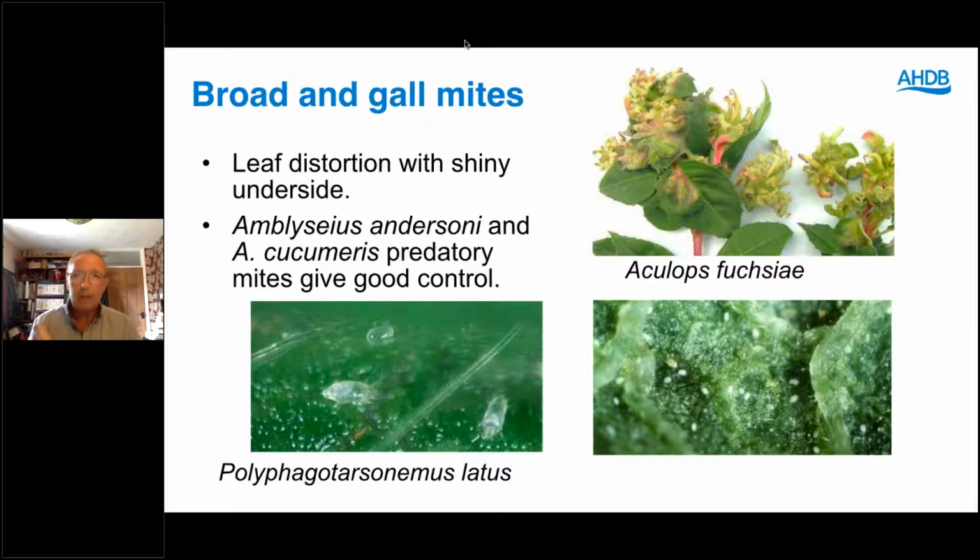The Aculops is the fuchsia gall mite. So some mites, as they feed, their saliva is toxic to the plant, causes a growth, a distortion, a gall or whatever, and the mites lay their eggs inside that gall. So they're not laid on the surface, they're laid within the gall where they're protected. So again, a lot of your contact sprays are not going to have the effect on this particular sort of mites.